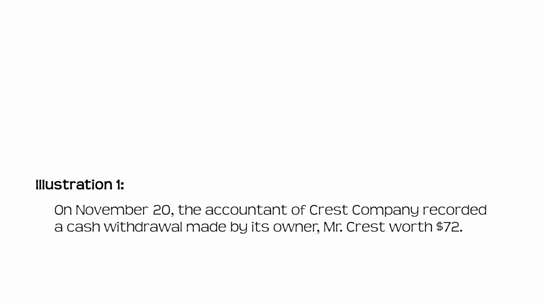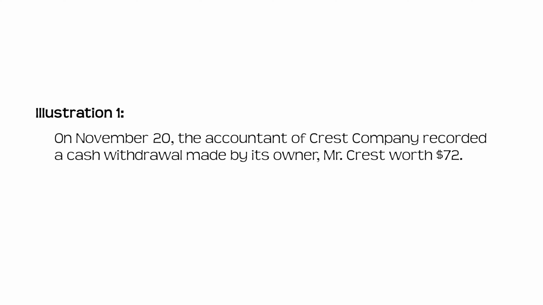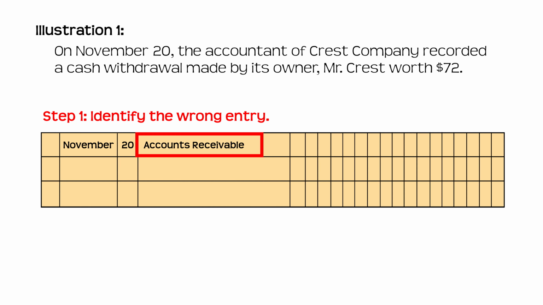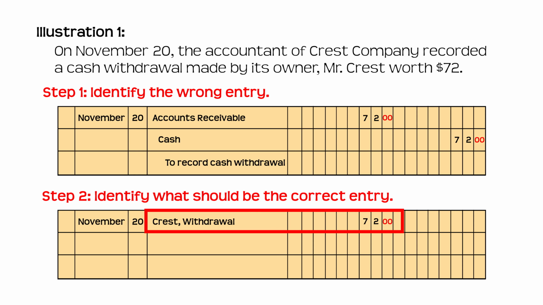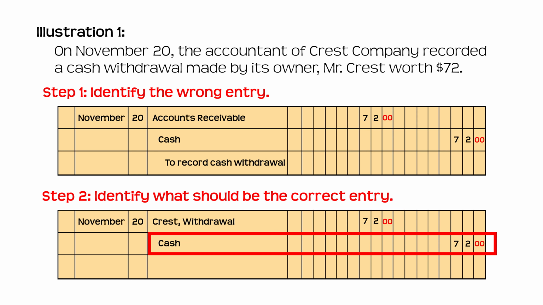To illustrate, let's assume that on November 20, the accountant of Crest Company recorded a cash withdrawal made by its owner, Mr. Crest, worth $72. A debit to accounts receivable and a credit to cash worth $72. However, this entry is incorrect. The correct journal entry is a debit to Crest withdrawal and a credit to cash.